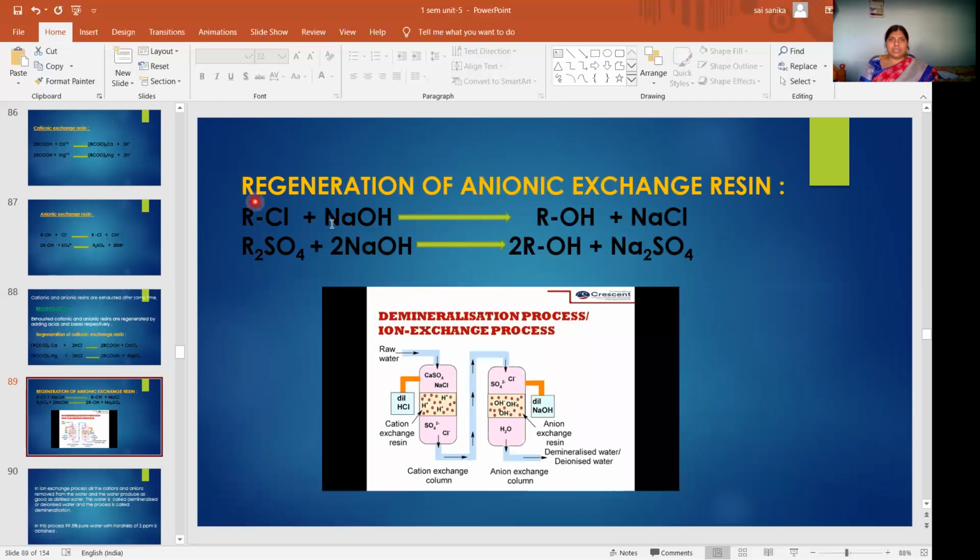Similarly, for the base, RCl plus NaOH gives rise to ROH plus NaCl. R2SO4 plus 2NaOH gives rise to 2ROH plus Na2SO4. These are the byproducts we can remove as waste. So this is the diagram for the demineralization process, or ion exchange process.